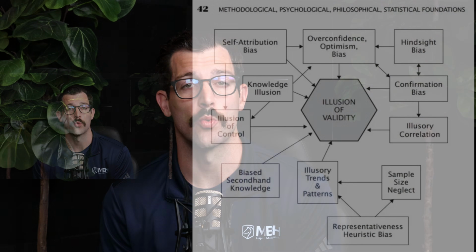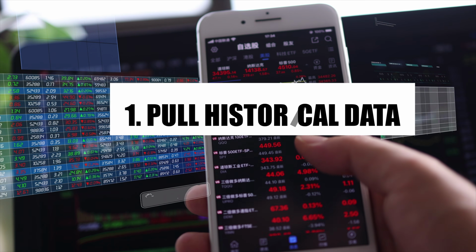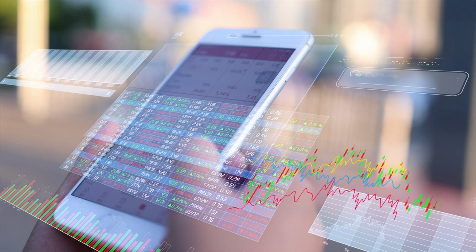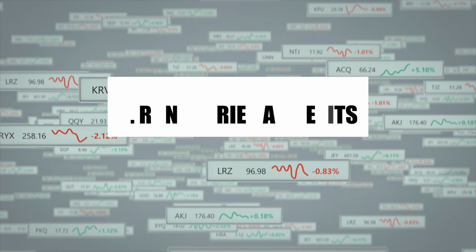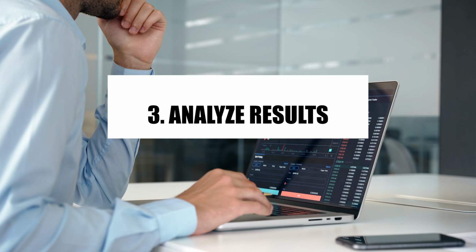Step 3, backtesting. Once your rules are crystal clear, you test them across years of historical data. I do 3 things here. 1, pull the historical data: price, volume, volatility, whatever's relevant to your strategy. Always use as much prior data as you have access to. 2, run differing entries and exits based on your exact rules to see the difference between them. 3, analyze the results in detail.